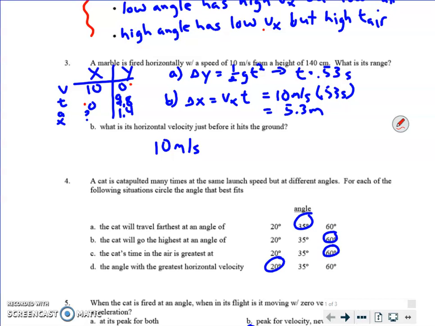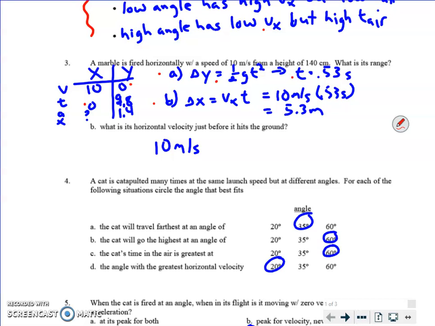So the first thing you should have done is found the time in the air using the vertical. So I've just written the equation right here. I plugged in numbers and you get a time of 0.53 seconds. If you used 140 centimeters and you didn't convert, you would have gotten 5.3. Now taking off 1 point. I don't want to penalize you again for the range as long as you're consistent. So you use the Vx, multiply by that, and that's pretty straightforward, 5.3 meters.